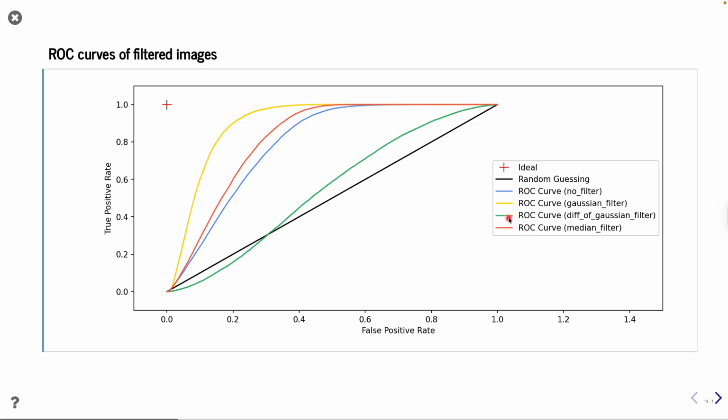Finally, we have the non-filtered, which is slightly worse than the median. And finally, we have the high-pass filter, which is more or less like random guessing, because you don't have, in principle, the kind of information that you want to extract. So that was really the wrong kind of filter for this application.